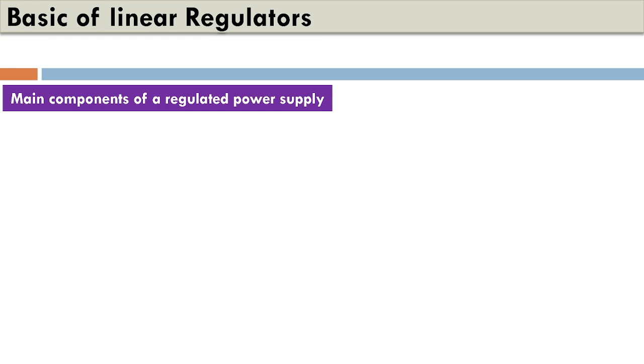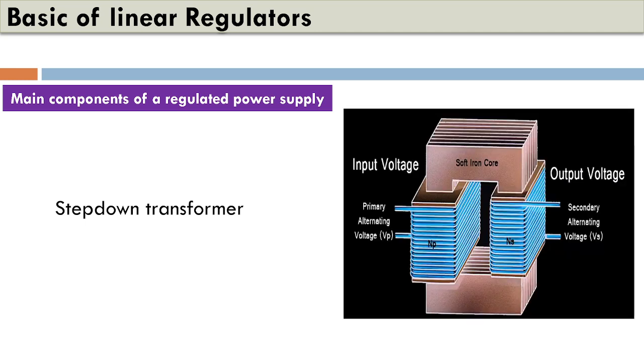Now, what are the basic main components of a regulated power supply? In the initial stages, we will require a step down transformer. Well, as you can see from the figure here, a step down transformer will have two coils. One is the input side, which is called the primary, and the other one is the secondary.